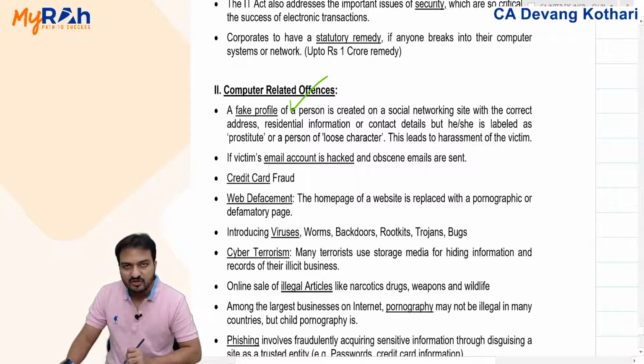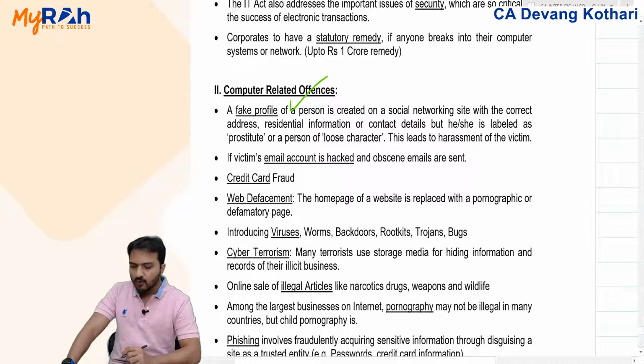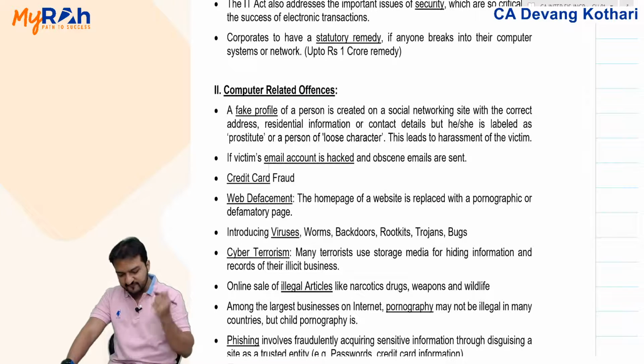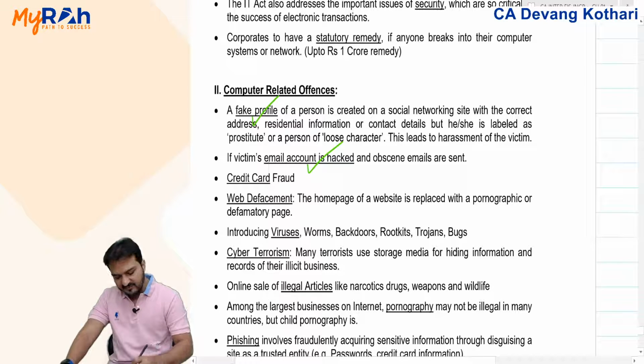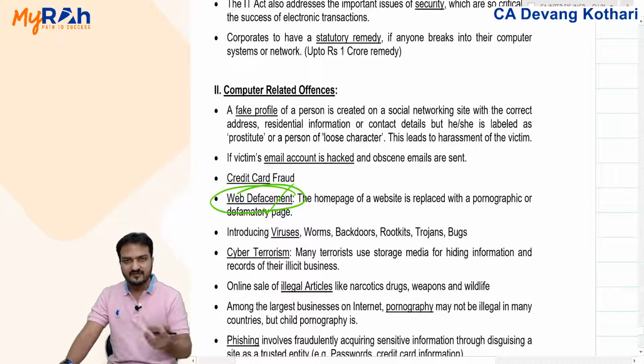Then there is a list of computer related offenses. What is considered as an offense under the IT Act? Well, there's a list of things that are considered as offenses under the IT Act. Creating a fake profile and defrauding someone is an offense. Hacking an email account is an offense. Credit card fraud, web defacement. Web defacement means you damage the website of some other company.